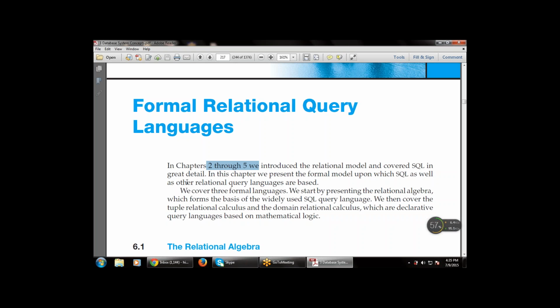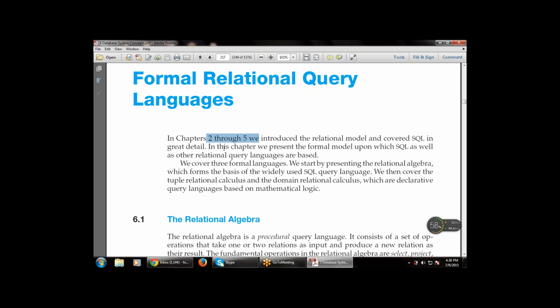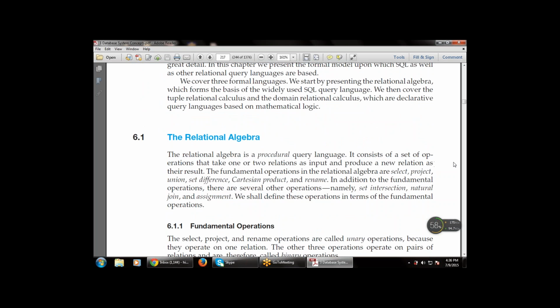We start by presenting the relational algebra, which forms the basis of the widely used SQL query language. So one of the main parts of the relational query languages is the relational algebra. That is the most important part. Then there are the relational calculi: domain relational calculus, which is a declarative query language based on mathematical logic. So whenever we use mathematical logic, that is done by the relational calculus, domain relational calculus, tuple relational calculus, and the relational algebra. So let's start with the first topic, the relational algebra.